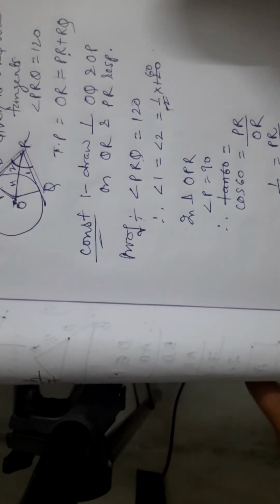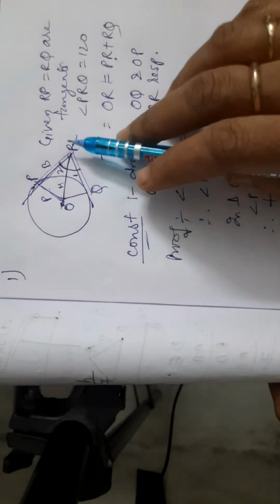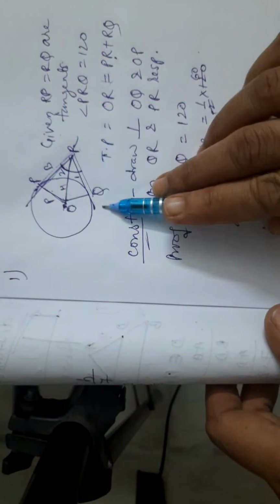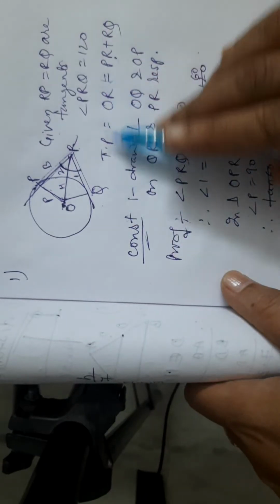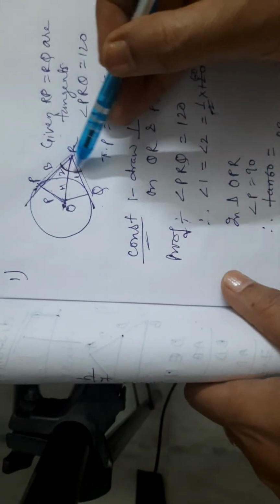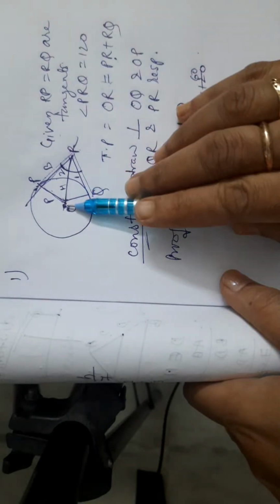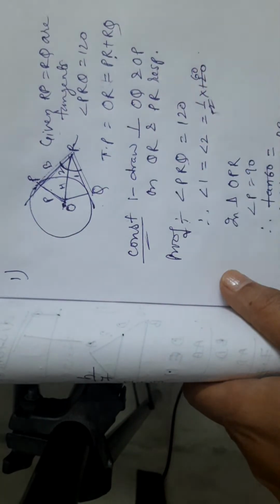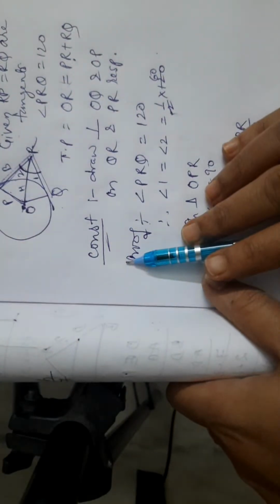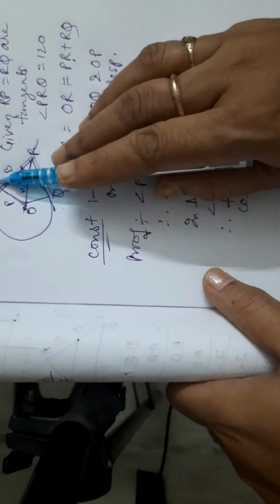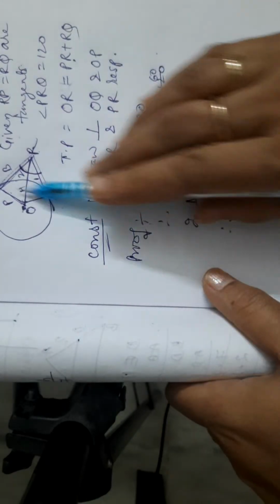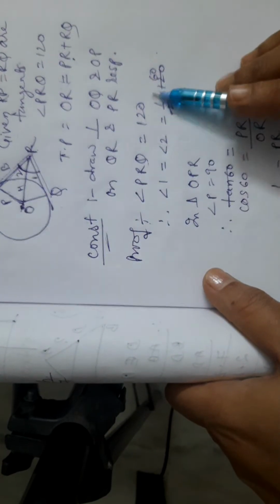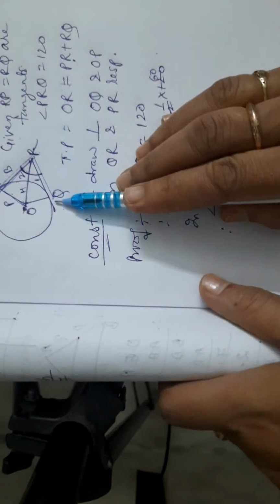So let's have the solution once again here. Here it was given that two tangents are drawn from the external point, and the angle between them is given as 120. We need to prove that OR is equal to PR plus RQ. So how did we start? First, in the construction, I drew two perpendiculars on both sides. After that, angle PRQ is given as 120. So this whole angle is given as 120.